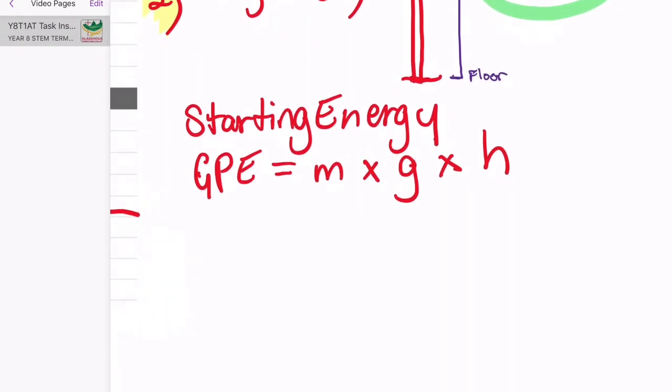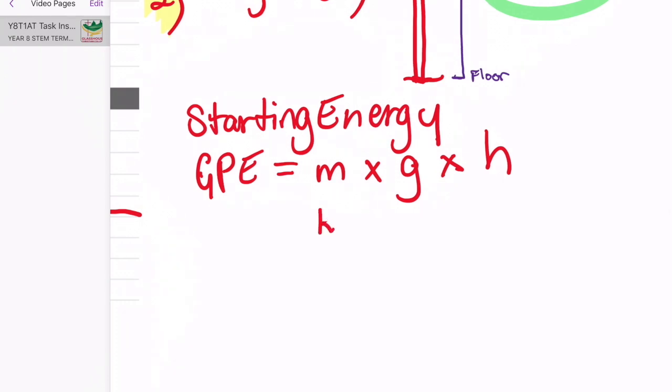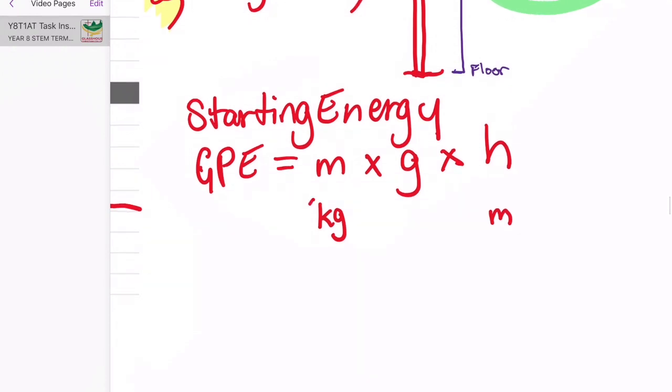Gravitational potential energy, as you've already heard in the videos, is affected by the mass times height times the gravity. So we're going to be looking at the mass, but it will be in kilos, not grams. We'll talk about that in a second. And we're going to times it by gravity, which is 9.8 meters per second squared. And we're going to times it by the height, and that's going to be in meters.